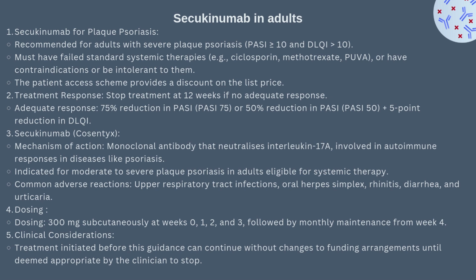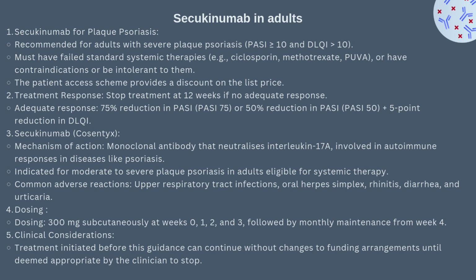Secukinumab, Cosentyx, mechanism of action: a monoclonal antibody that neutralizes interleukin-17A, involved in autoimmune responses in diseases like psoriasis. Indicated for moderate to severe plaque psoriasis in adults eligible for systemic therapy. Common adverse reactions: upper respiratory tract infections, oral herpes simplex, rhinitis, diarrhea, and urticaria.